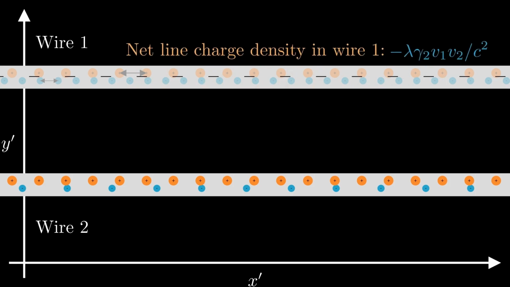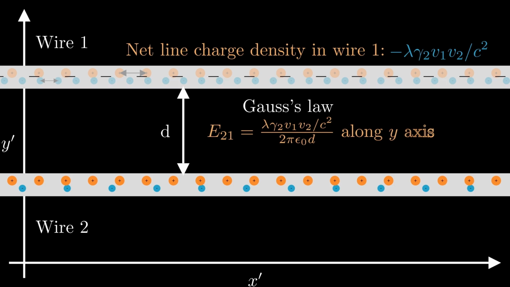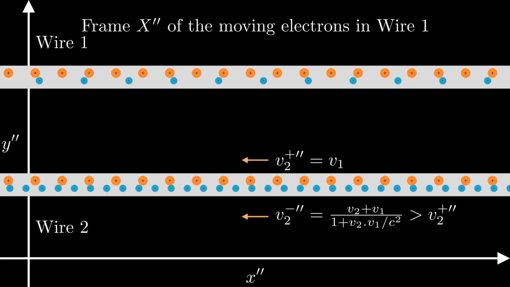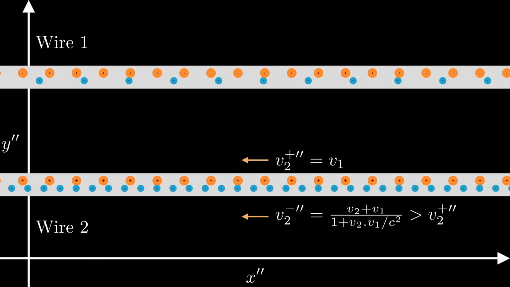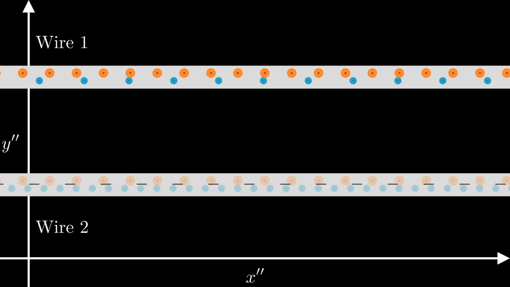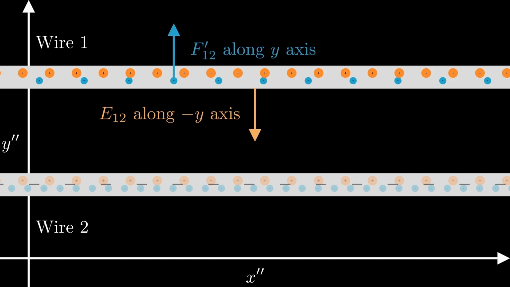Whereas wire 1 is electrically neutral in the laboratory frame, it is negatively charged in the frame of the moving electrons in wire 2. The negative line charge density in wire 1 will create an electrostatic field surrounding the wire, the magnitude of which can be calculated at the position of wire 2 by simply applying Gauss's law. Each electron in wire 2 as a result feels a repulsive force F21 prime along the negative y direction. In the same way, from the perspective of the electrons in wire 1, wire 2 is negatively charged and the electrons in wire 1 as a consequence feel a repulsive force F12 prime.